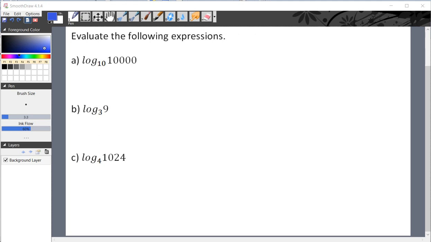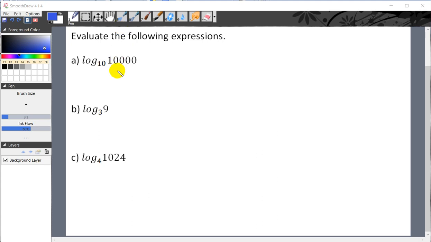Alright, so let's go ahead and look at some examples. Let's say we want to evaluate the following expressions here. We have 3 different expressions as shown here. Let's say we want to figure out what log base 10 of 10,000 is.